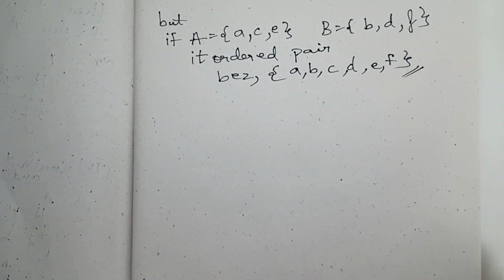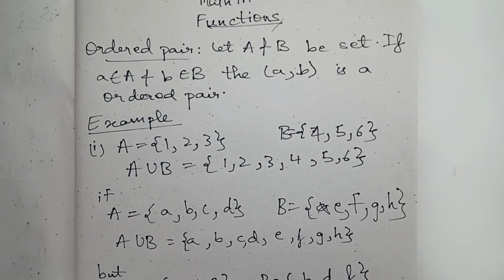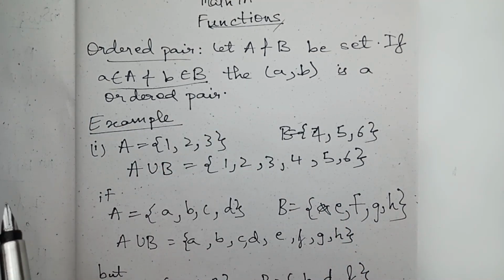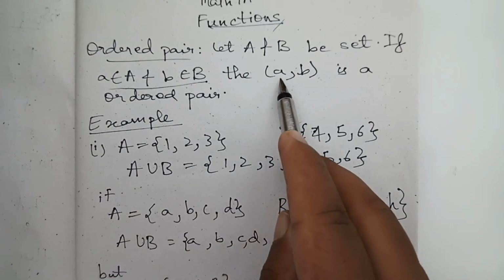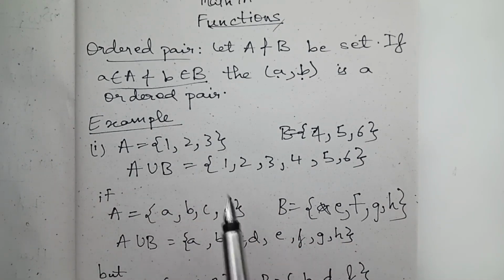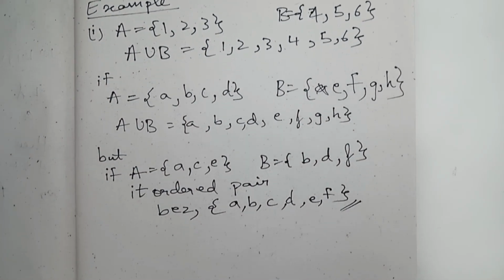So what is an ordered pair? We should take two sets A and B, then we should check the condition that a and b belong to capital A and capital B. Then this pair is called an ordered pair. Okay, examples for these are here.